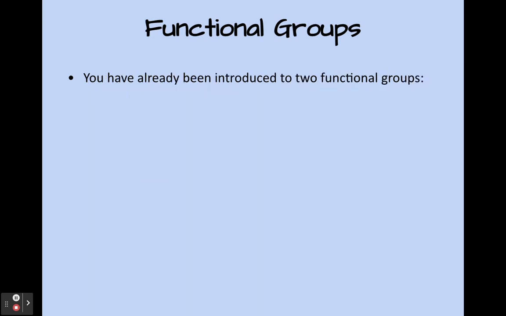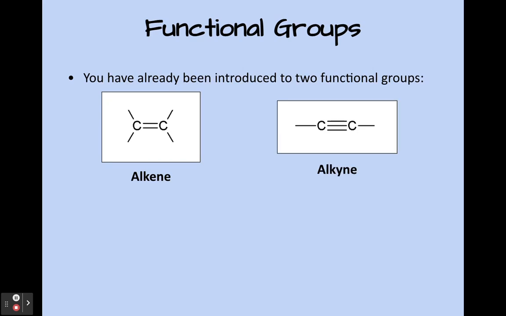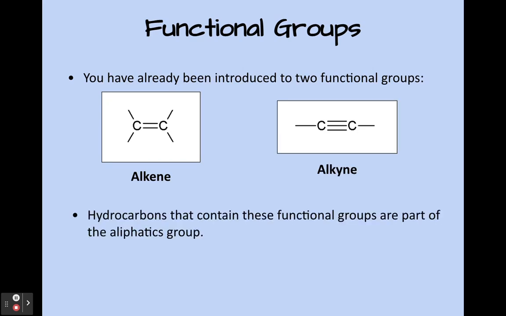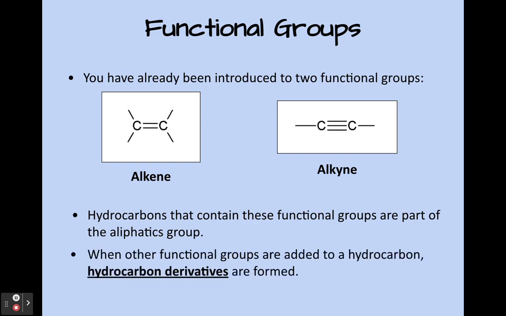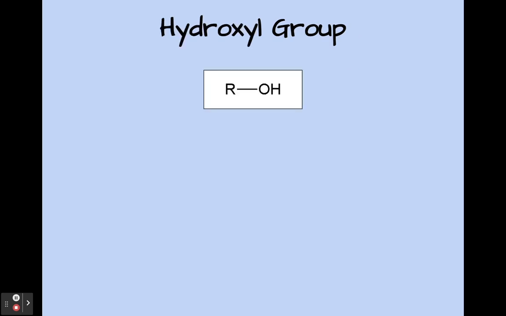So you've already been introduced to two functional groups, the alkene and the alkyne. The hydrocarbons that contain those functional groups are part of the aliphatics. They're still only carbon and hydrogen. When we start adding other functional groups, which will start containing different atoms, we get the hydrocarbon derivatives. So these molecules have a hydrocarbon, but then they will have a functional group as well, and maybe several. We're going to talk about each of the functional groups and what they look like and what characteristics they will give to the molecule.